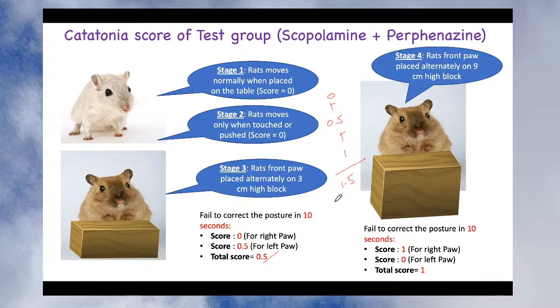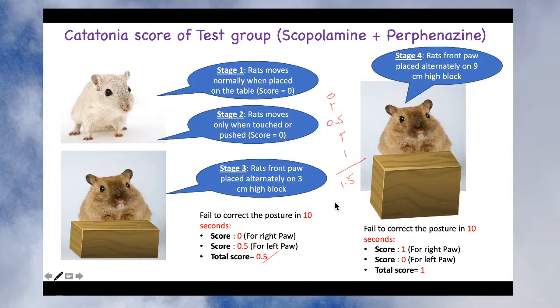So this score may change from animal to animal and at different time intervals. Maybe at the initial stage there will be a lower score, and when you see the score at the peak plasma concentration, which is generally seen after 1 hour of administration of the drug, you may get the maximum score. So this is how you are going to evaluate anti-catatonic activity in case of scopolamine and perphenazine.